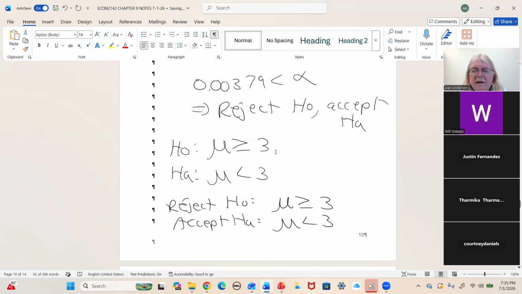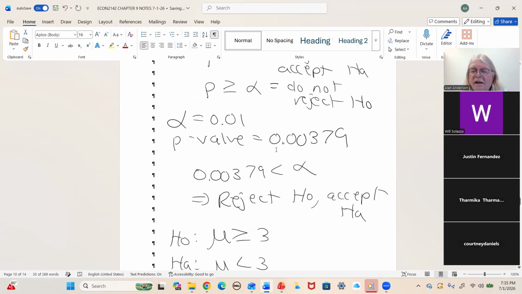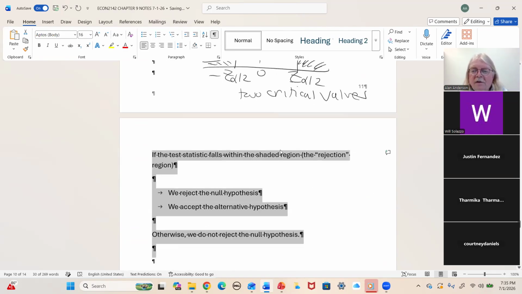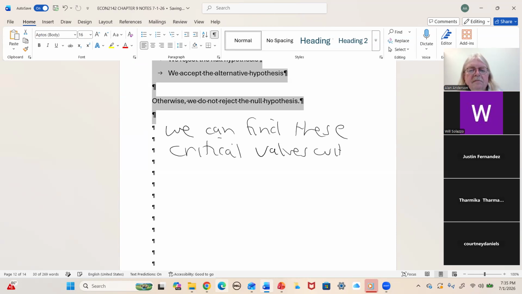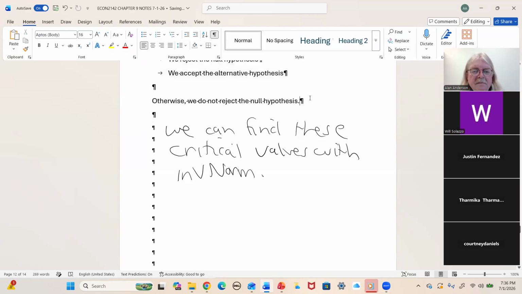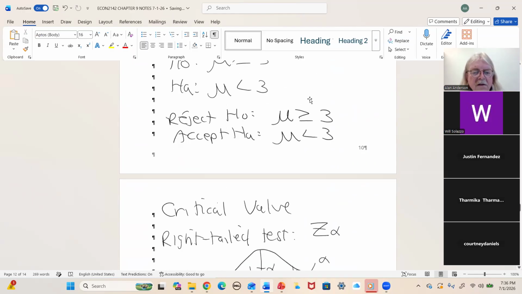Now, the question then becomes, where do I get these critical values? Knowing how they're set up is not the same thing as knowing what they actually are. So for this, we're going to use a function that we used last night, which is INV norm. So for example, given that they told us that the alpha was 0.01.